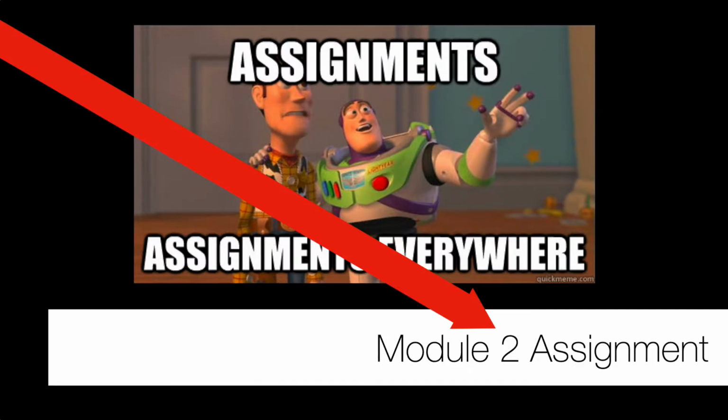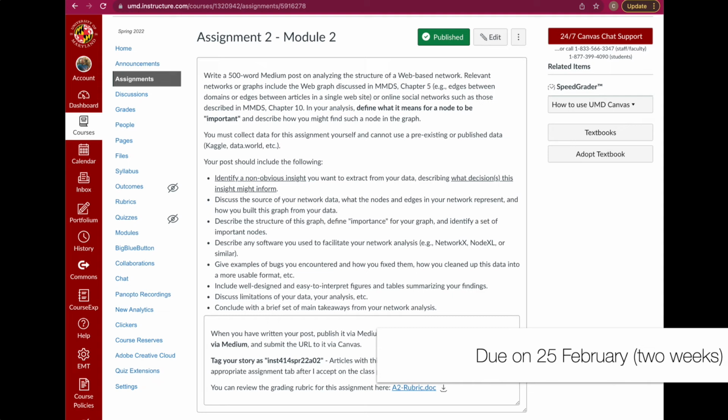Because now you should be thinking about Module 2, the Module 2 assignment, which is due on February 25th, or about 2 weeks from now. This week we will start Module 2 talking about graph structures. Next week we'll finish up talking about graph centrality, metrics that you can use for this, and then you'll have one more week to complete the requirements for the Module 2 assignment.